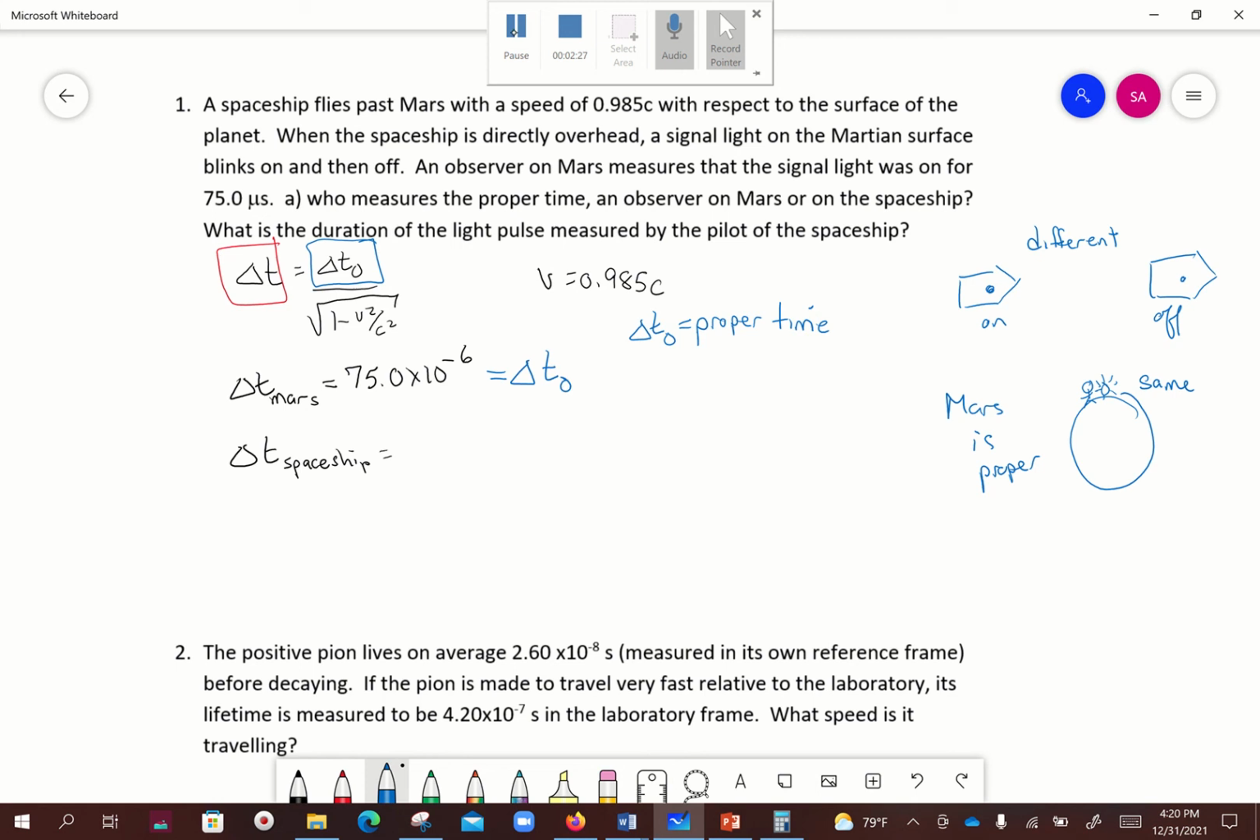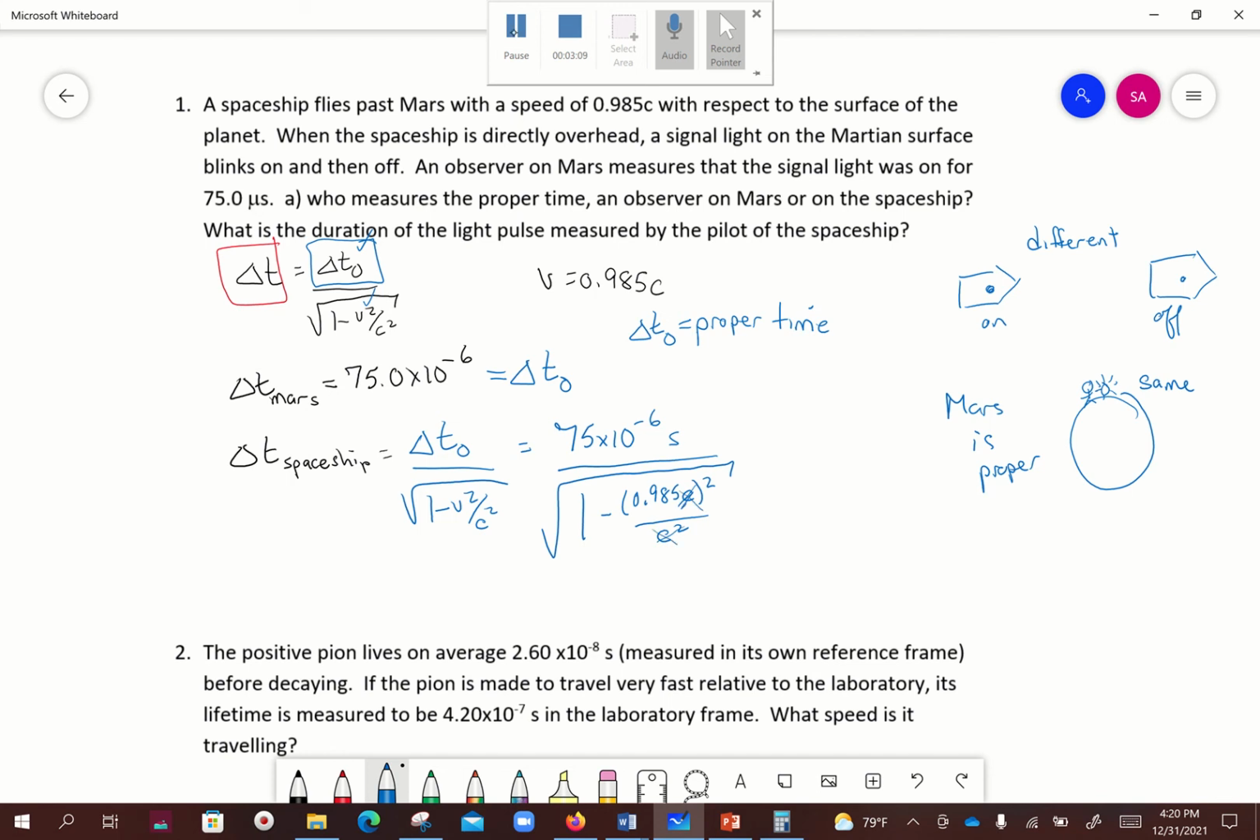Okay, so we know delta t0. We know v, and so we need to figure out delta t for the spaceship. It's going to be delta t0 over the square root of 1 minus v squared over c squared. Now we're just going to plug this in. So delta t0 is 75 times 10 to the minus 6 seconds. And then in the denominator, we're going to put the square root of 1 minus 0.985 c squared divided by c squared. So you can see I've got a c squared over c squared, and those c's are going to cancel out.